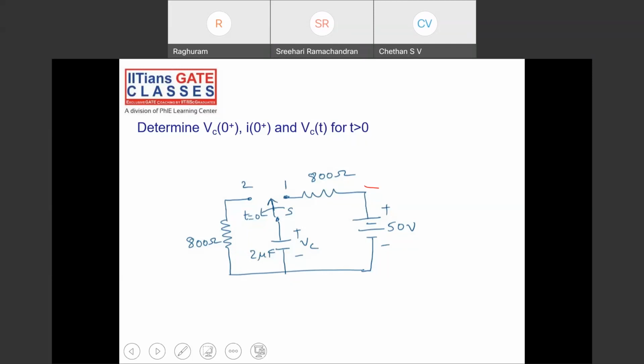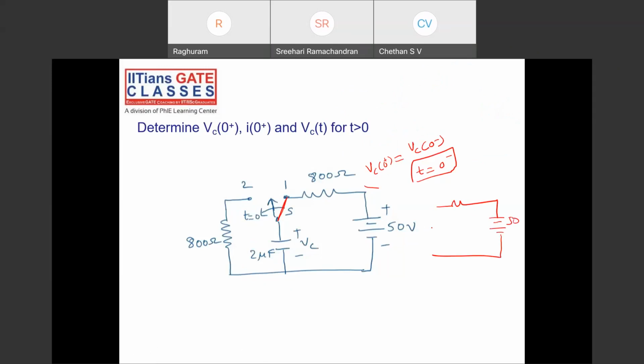It's a capacitive circuit. To find Vc of 0 minus or Vc of 0 plus, what should I take? At t equal to 0 minus, it is a steady state condition. In steady state, the capacitor acts as an open circuit. So at steady state, the switch is at position 1. Okay, so this is my open circuit. 50 volts. So this is Vc of 0 minus, which is equal to 50 volts directly.